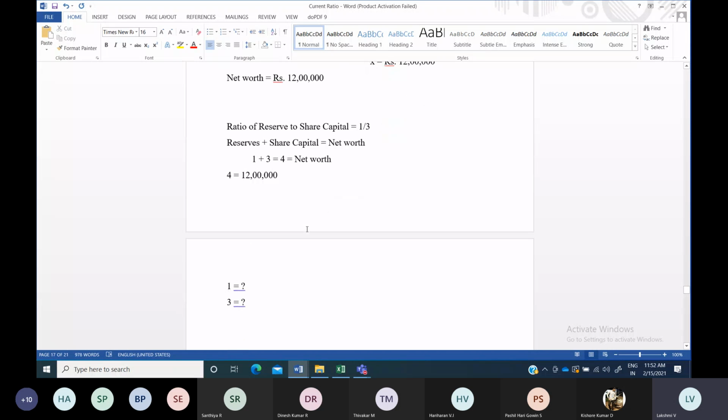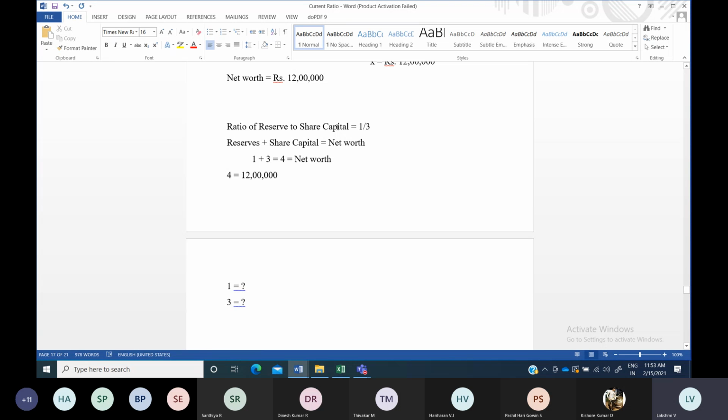So this one we stopped actually on the other day. So here they have given again in the question the ratio of reserve to share capital. If you refer to the question, you can find the ratio of reserve to share capital is 1/3. This has been given in the question. Okay. Now what is meant by net worth? This I already discussed with you. So net worth means share capital and reserves, if you add both together, you will get your net worth. Share capital can be equity share capital or preference share capital, and reserves and surplus. If you add all together, you will get net worth.